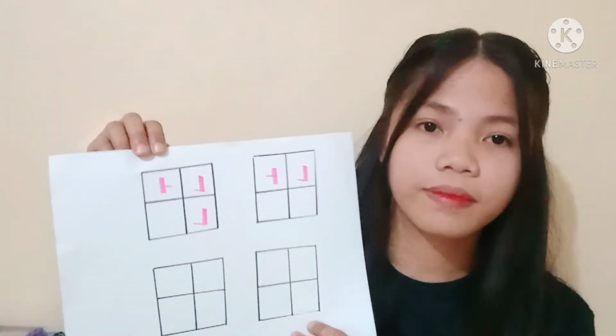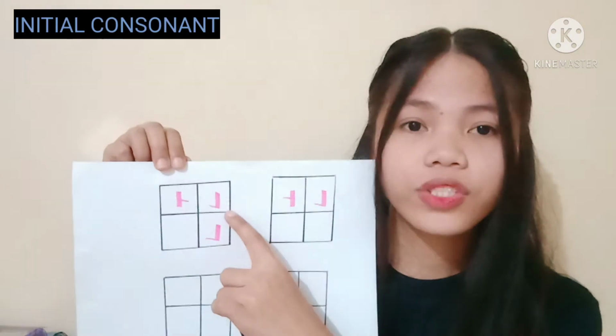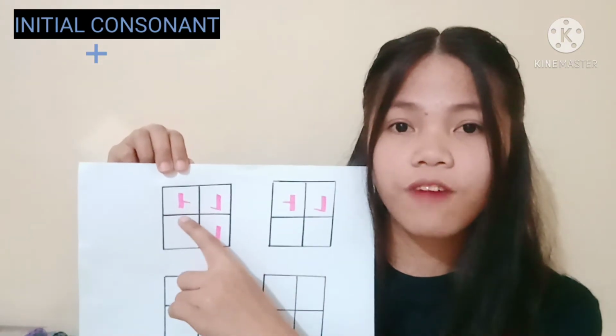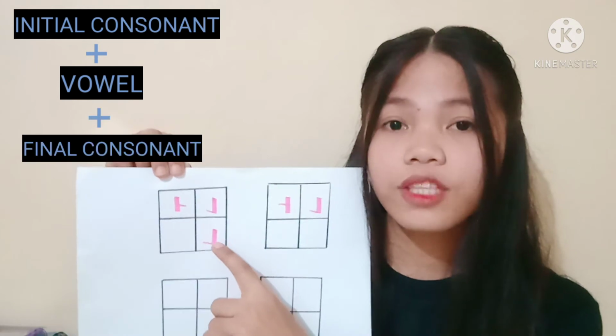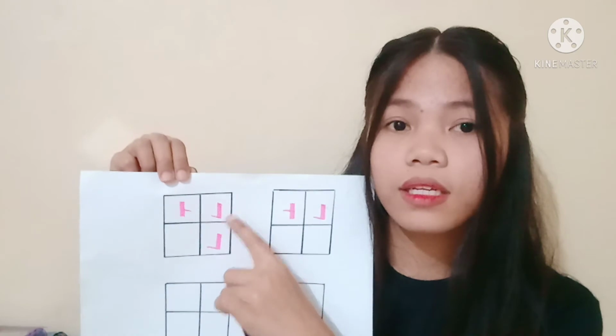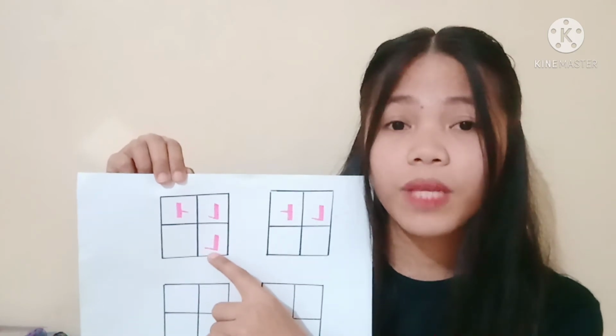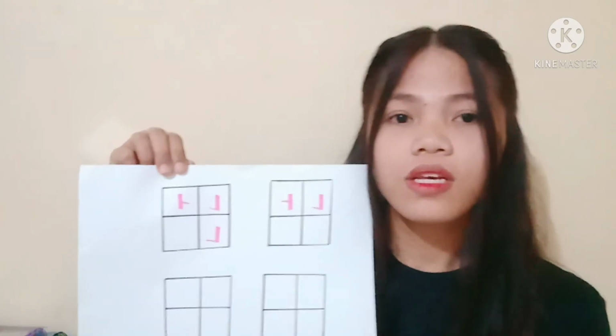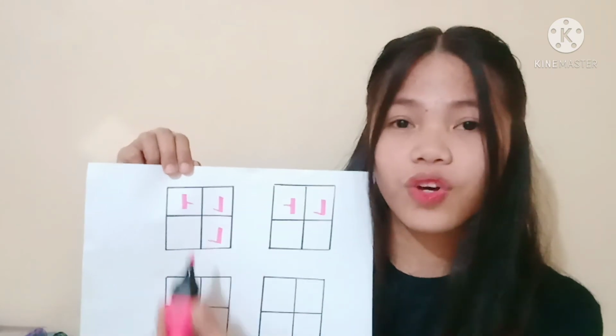How about the second one? Let's have the word non, which means you. Okay. This one, the initial consonant, the vowel, plus the final consonant. Again, kapag initial, yung pinakauna. Pag final, ito yung pinaka-last. Okay? So, basa dyan, non.